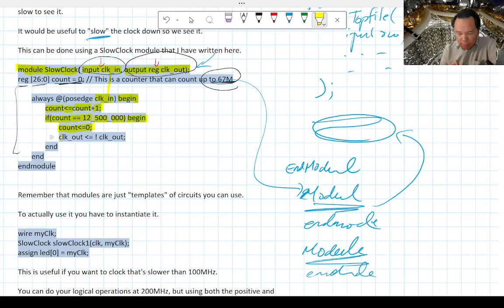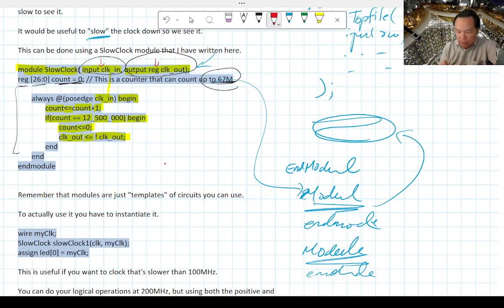Okay, and then what I do is I make clock out be the opposite of clock out. It's like, wait, what are you doing? So if clock out started at 0, after this line, clock out becomes 1. If clock out is 1, it becomes 0. So you're just toggling clock out, okay?